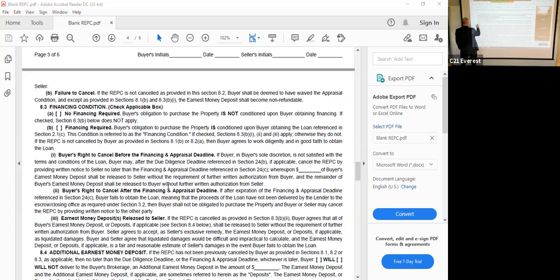Well, let's go back into the contract again. And again, I'm not an attorney, but this is the way that I would look at it. If we go to section 8.3, buyer's right to cancel before the finance and appraisal deadline: if buyer, in buyer's sole discretion, is not satisfied with the terms and conditions of the loan, it doesn't say that if they're not qualified for the loan. It says if they're not okay with the terms and conditions at their sole discretion.